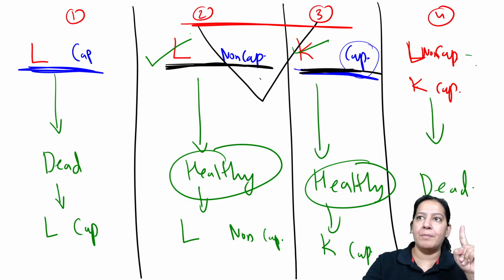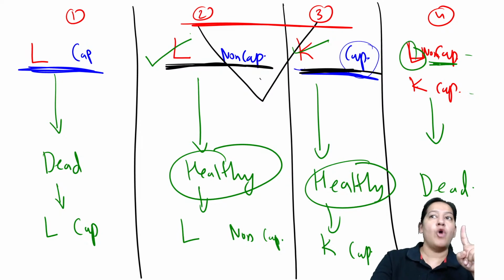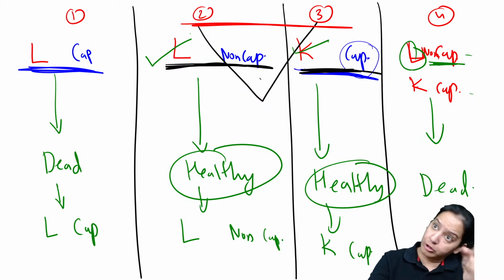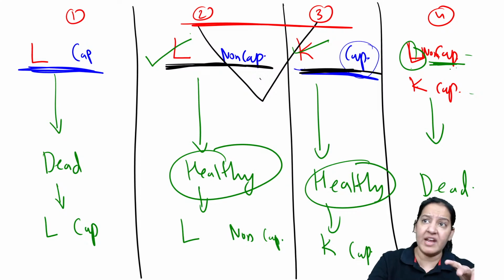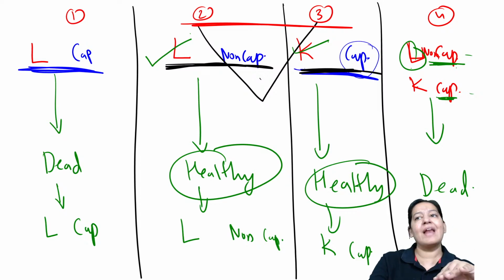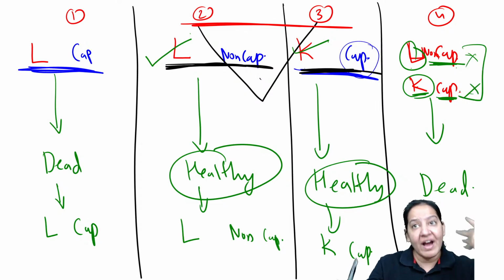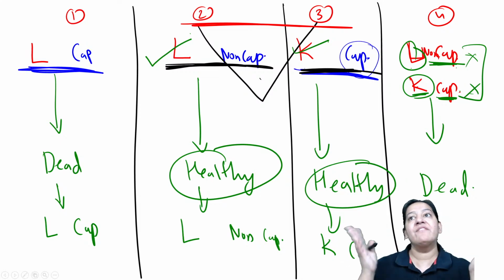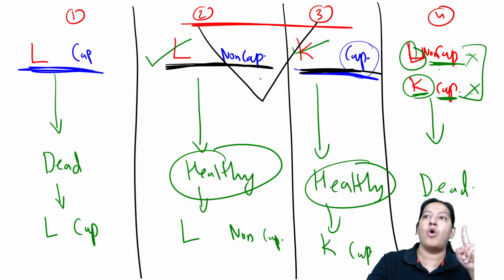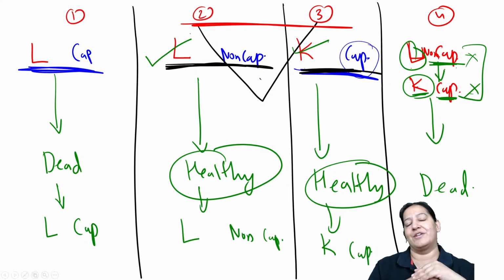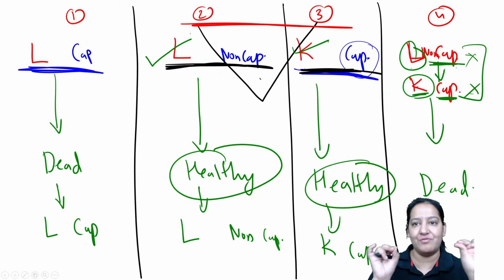None of them alone can prove the mice can be dead, because the non-capsulated ones are live but cannot cause the disease. They are avirulent. And the capsulated ones can cause the disease, but they are killed, so they also cannot cause the disease. So if none of them alone causes the disease, in combination why are they causing the disease? Because whenever we put them in combination, the non-capsulated one converted to capsulated one. This process is known as transformation.